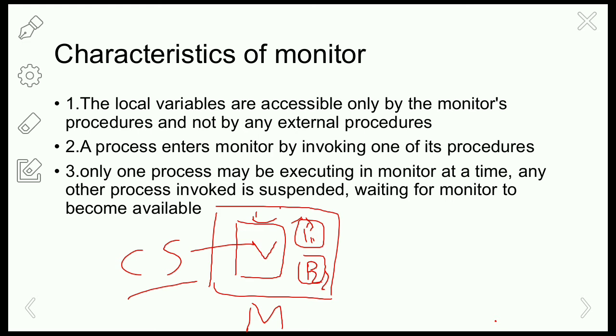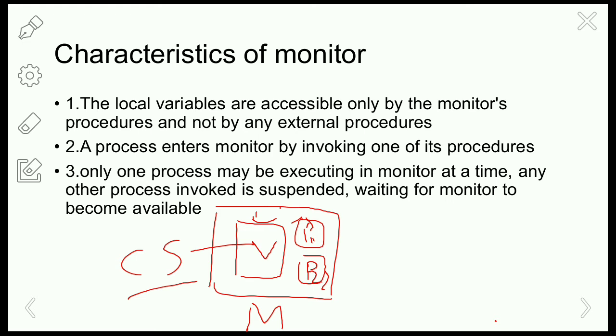Suppose you are going to issue the wait or signal operations on a particular process, then it will be placed in the suspended queue only. So here we are using the data structure queue. Right. So here the local variables are accessible only by the monitor procedure and not by any external procedures.